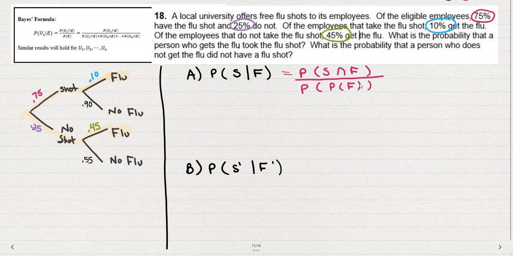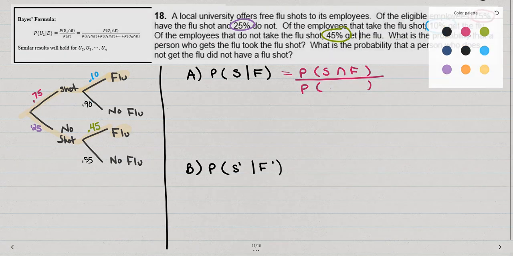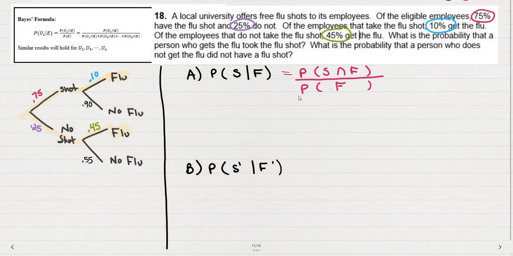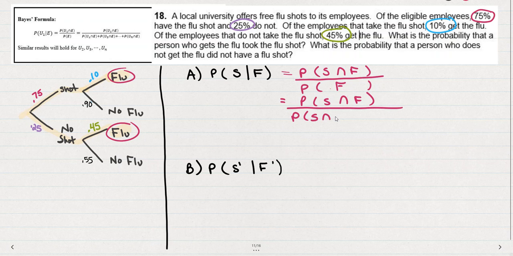Oh, I'm sorry, I'm writing the P twice. So the probability of those who got the shot and the flu divided by the probability of those who got the flu. For the denominator, for the flu, we're going to add both of these: you got the shot and got the flu, added to you didn't get the shot and you still got the flu.